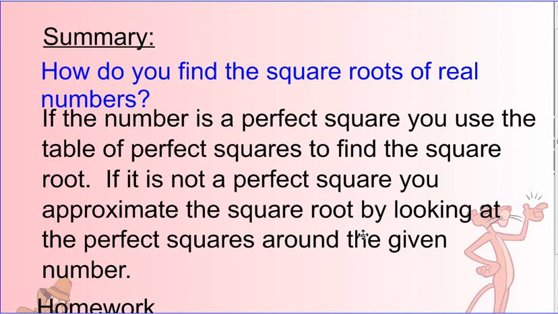I said if the number is a perfect square, you use the table of perfect squares to find the square root. So that chart that we made where we listed the squares and the perfect squares and their square roots. If the number is not a perfect square, then you approximate the square root by looking at the perfect squares around that given number.